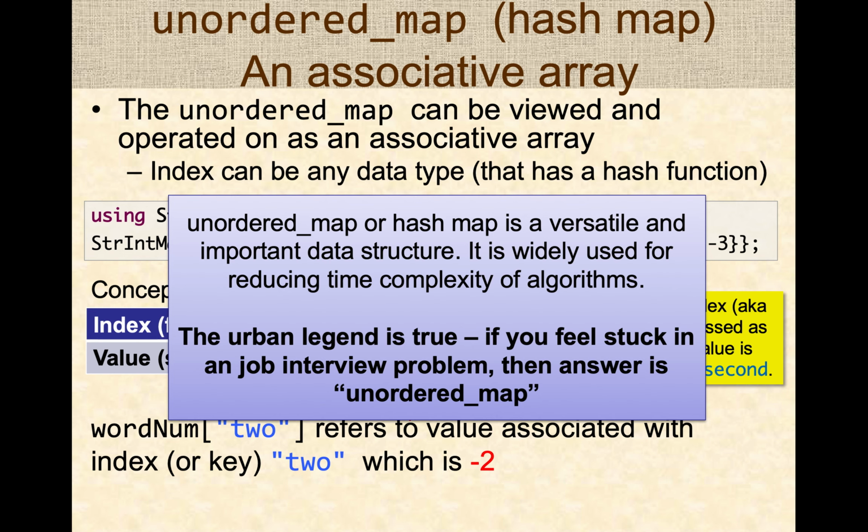Unordered maps or hash maps are a versatile and important data structure because access into the entries takes only constant time in time complexity. Consequently, it is widely used for reducing time complexity of many algorithms.